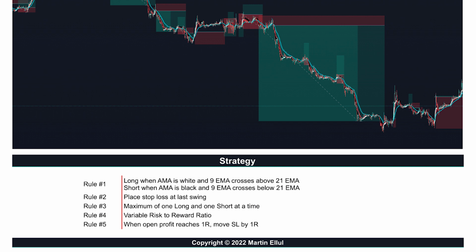We can only have a maximum of one long and one short at any given time. We will have a variable risk to reward ratio. And when the open profit reaches 1R, we move the stop loss by 1R. So let's get on the charts now so I can show you a few trades and then we'll dive straight into the backtest.